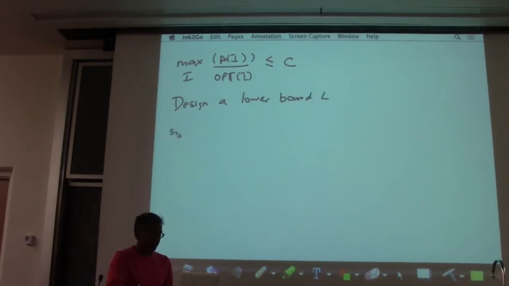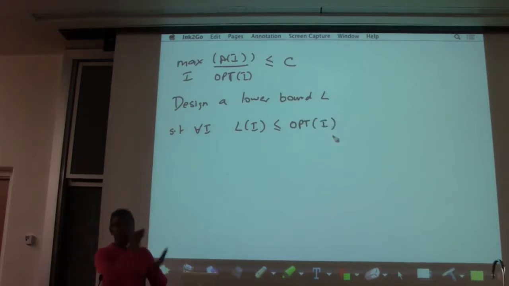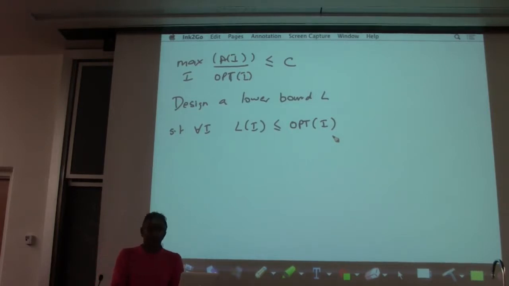L, such that for all I, the lower bound on I, that's why it's called a lower bound. Try to find some property of your input, some number you can find from your input that's always less than the optimal solution. That's something you want to handle. Suppose I can do that. So that's step 1.